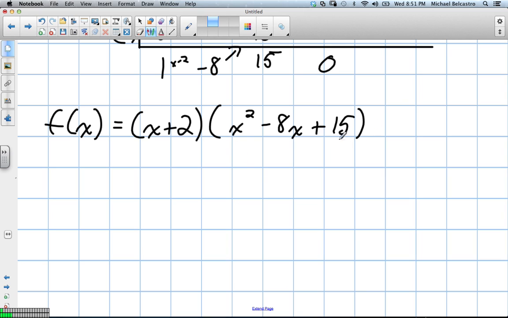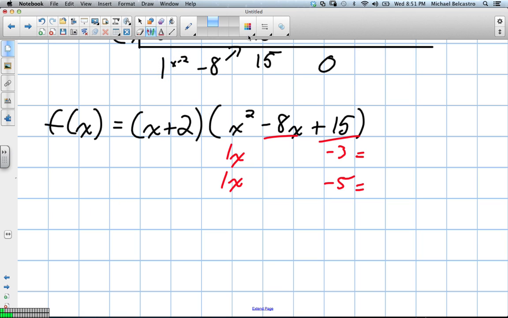What about the second bracket? You can do x plus 3, x minus 5 or something. Not quite. They'll both be minus. Negative 3 times negative 5 will give us positive 15, right? And negative 3 plus negative 5 will give us negative 8. So we know those can be factors.